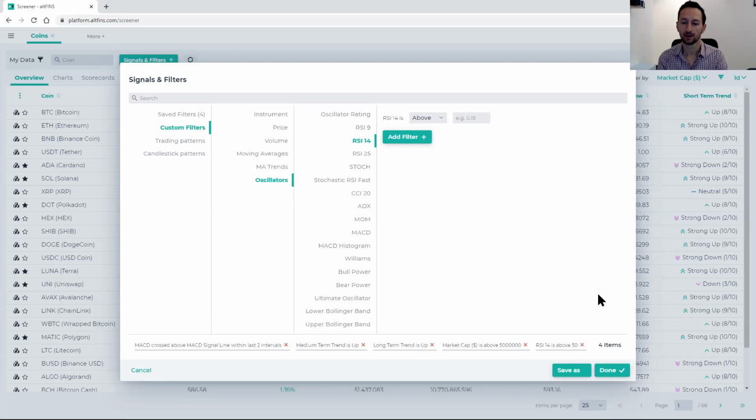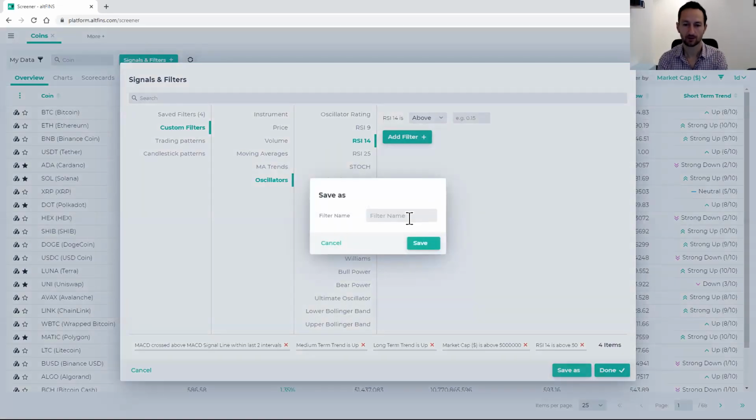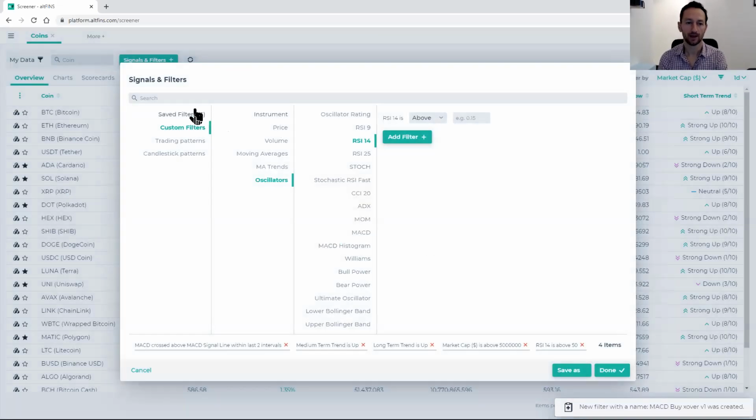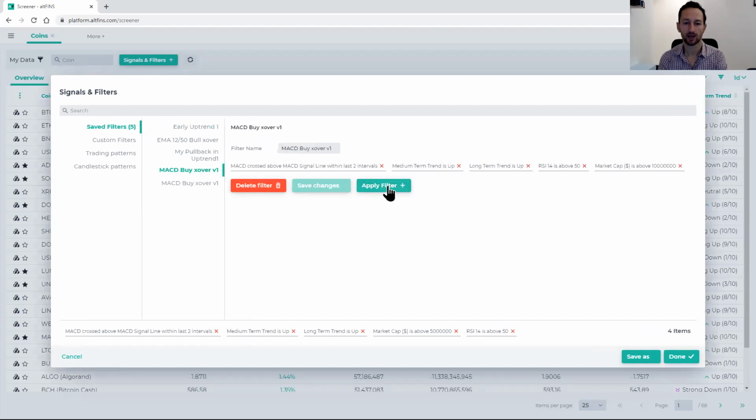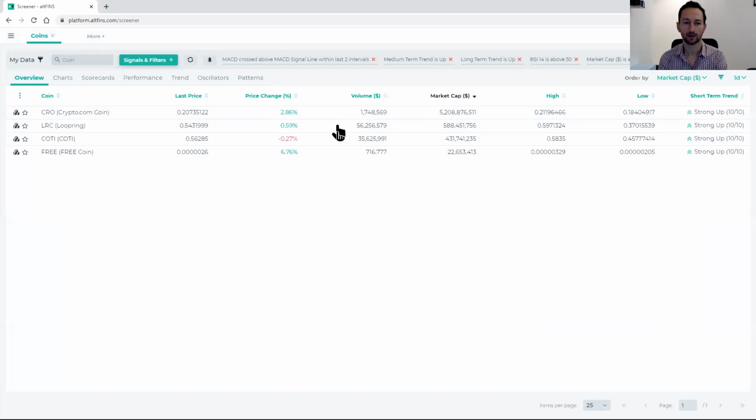So first of all, let's go ahead and save this as MACD bullish crossover version 1. And then you'll have it under your saved filters right here, right? You can apply it again in the future. And here are the results. Not a lot. 4.